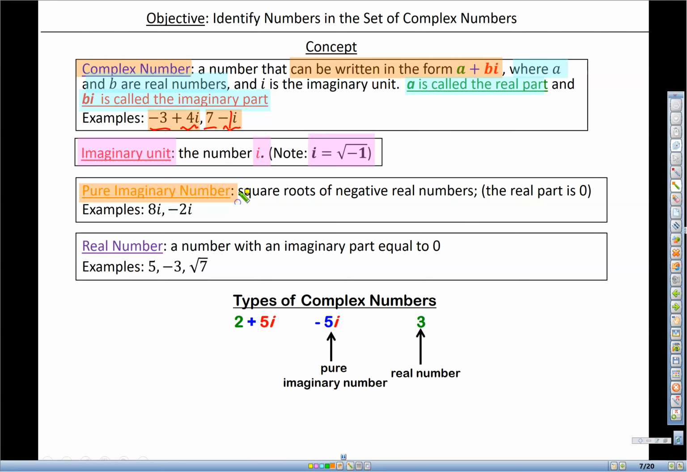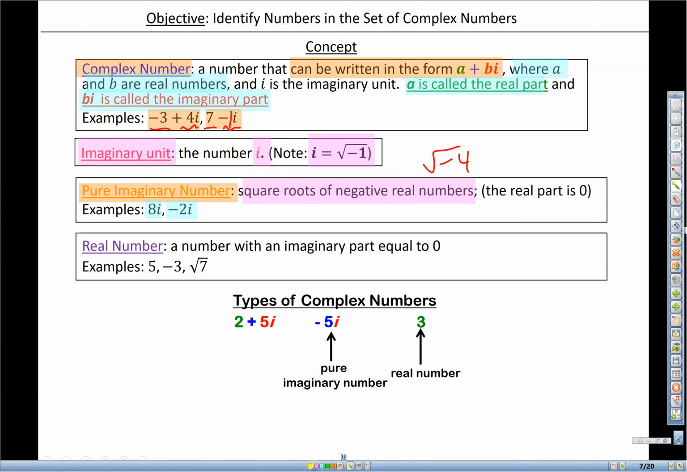A pure imaginary number comes from square roots of negative real numbers, like that square root of -4. That was an example of a pure imaginary number. When they're simplified, they end up with an i in them, like 8i and -2i. Those are both examples of pure imaginary numbers.